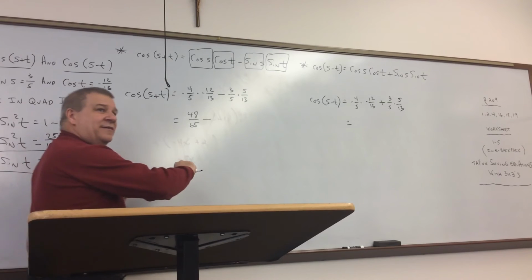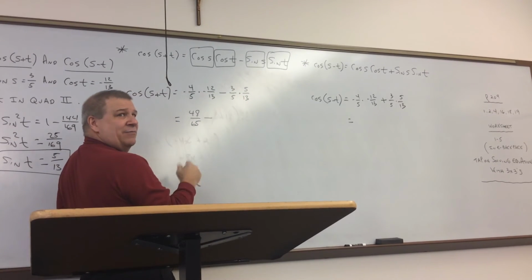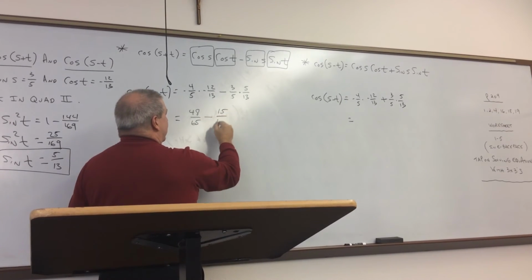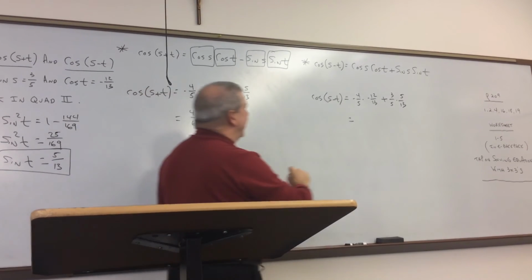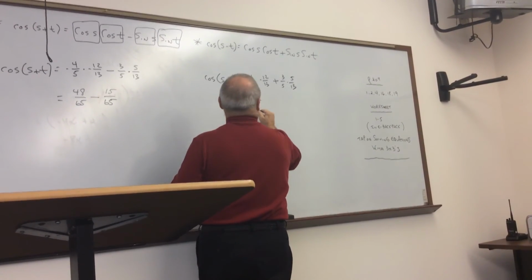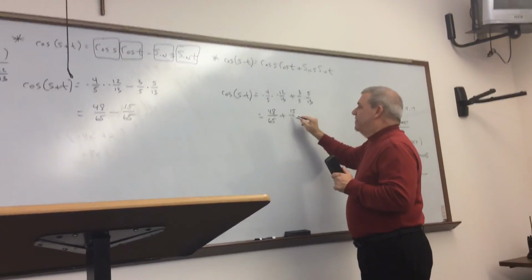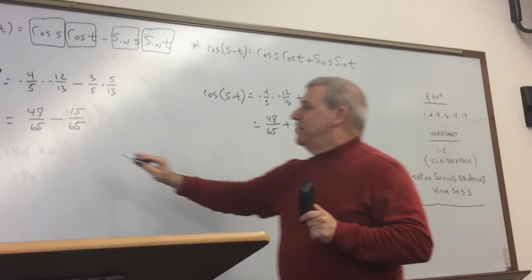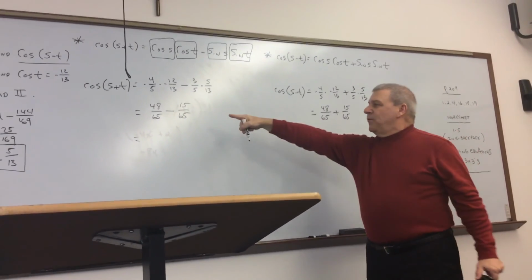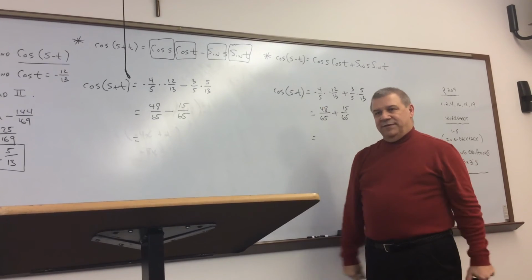So what fraction is that right there? Multiply. Add. 15/65. And then over here, this is going to be 48 65ths plus 15 65ths. Now, I'm only going to give you 2 of these for homework. What's 48 65ths minus 15 65ths? Just subtract.